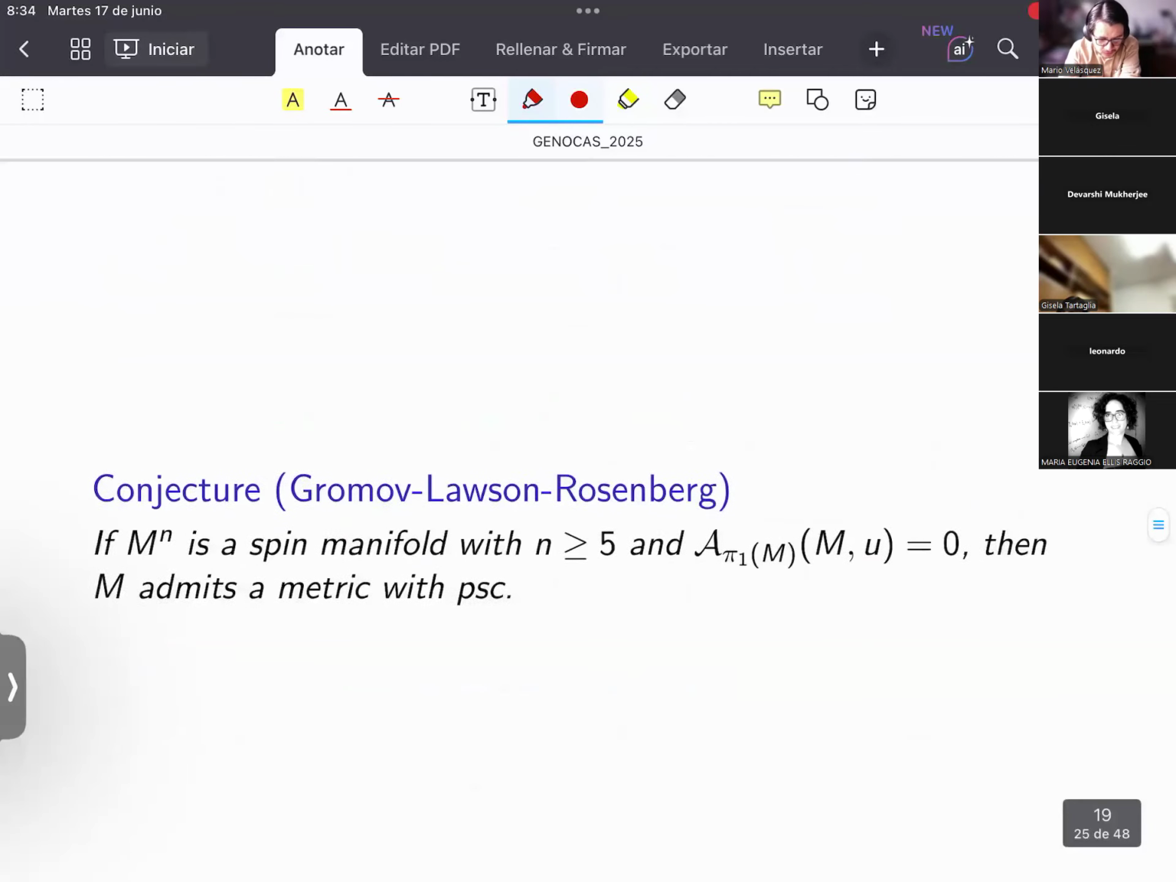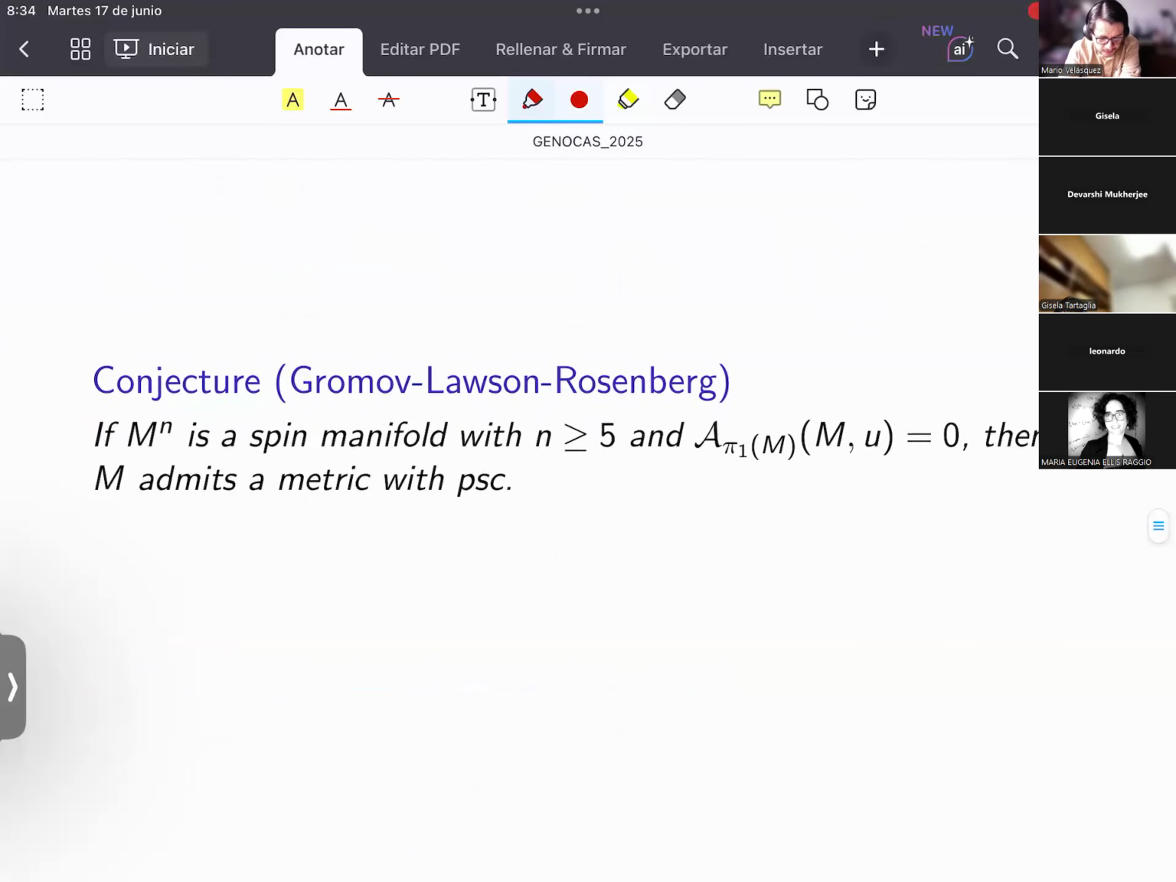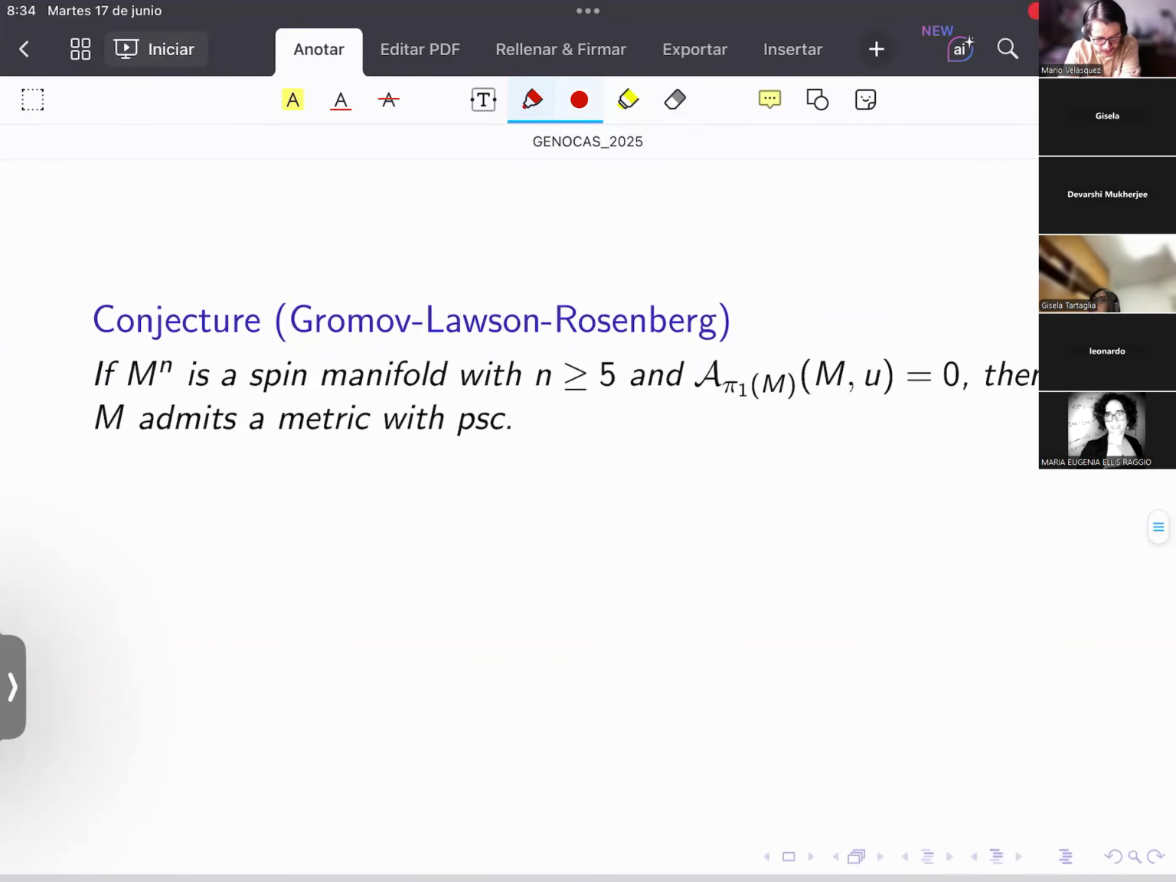Okay, and what is the conjecture? The conjecture is analogous to the theorem of Stolz. It says that if we have a spin manifold of dimension greater than 4, and this equivariant A-hat genus is 0, then M admits a metric with positive scalar curvature. That is the conjecture. It says that we only need to compute this equivariant A-hat genus in order to know whether or not a spin manifold admits a metric of positive scalar curvature.